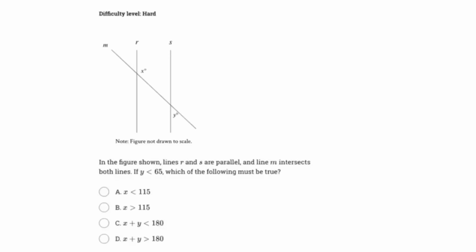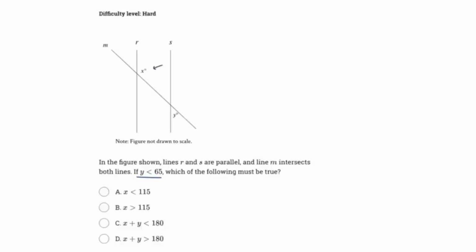In the figure shown, lines R and S are parallel, and line M intersects both lines. So we've got parallel lines cut by a transversal, so we want to be thinking about vertical angles, alternate interior angles, all that stuff. If Y is less than 65, which of the following must be true? So let's just go right through it. It says X has to be less than 115. So X is this angle right here.